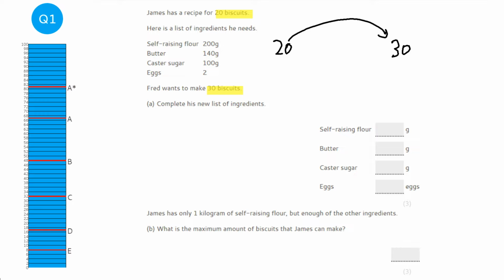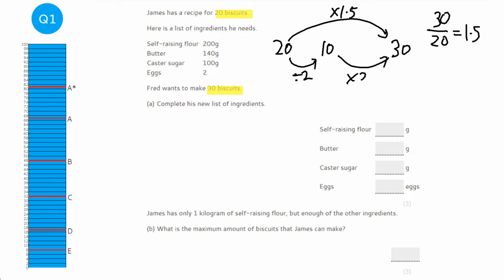Well, those of you maybe out there thinking, well, you can times it by 1.5, and that's true. We can get that number by doing 30 divided by 20, and that's 1.5. However, if you don't know that it's going to be 1.5, you can actually do it in two steps. First thing I could do is divide it by 2, and that will get me 10. Then I can times it by 3, which will give me 30. So all I need to do is divide by 2, then times by 3. And I need to do that to each of these ingredients.